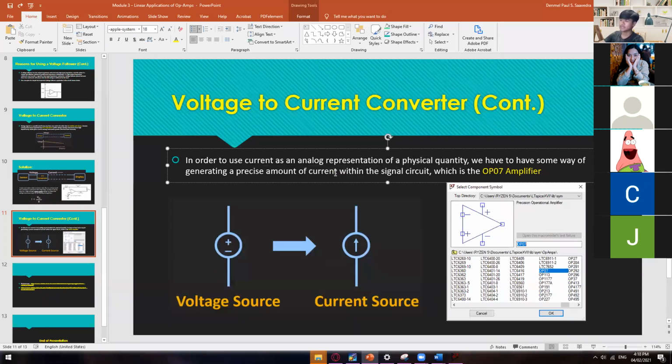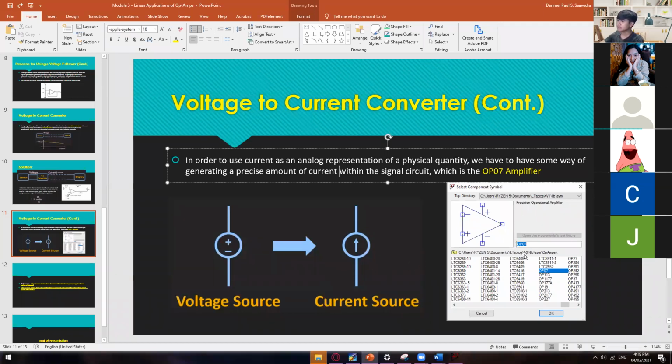So why a precise amount of current? Because the one that we're trying to output is the current source. We don't care what the voltage source is anymore. What we care about is the current source. As long as we have a consistent and precise amount of current, then we're good to go.